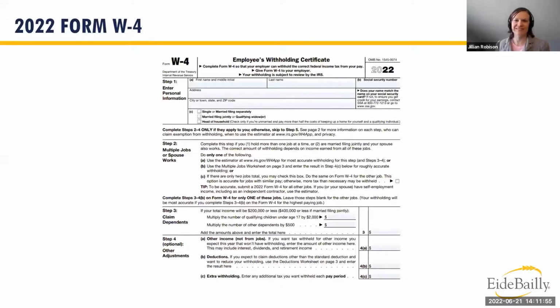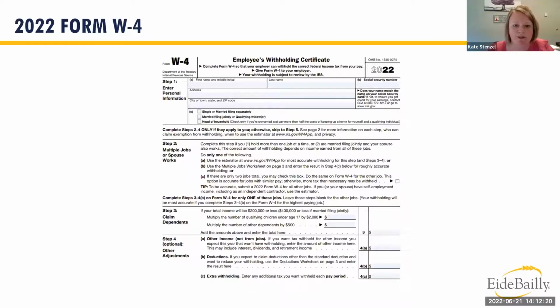Go ahead, Kate. All right, so up here we have the 2022 Form W-4, which everyone is familiar with. This form has stayed the same since the big change back in 2020. We still get a lot of questions on this, people are still confused about how to fill it out, and when the form is going back to the way it was. I think we all wish that it would, but I don't see that happening anytime soon.